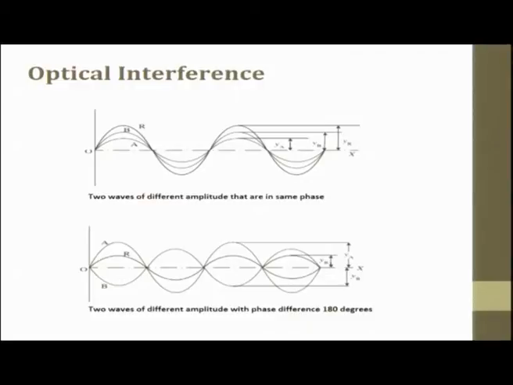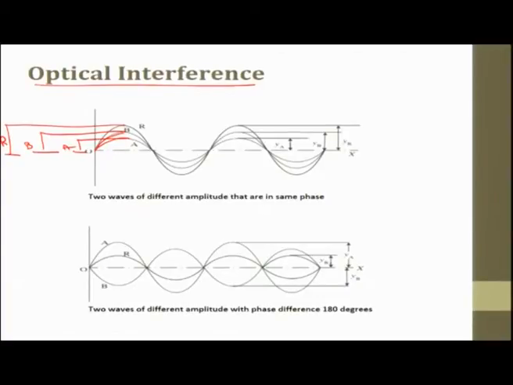So, next is optical interference. For optical interference, we take two waves of different amplitude but of the same phase. What are they? A is one, B is the other, right? They are of varying amplitude. This is A and this is B. Since the phase is the same, you always get a resultant R, which is the addition of A and B.